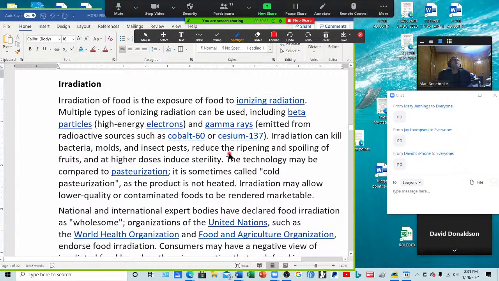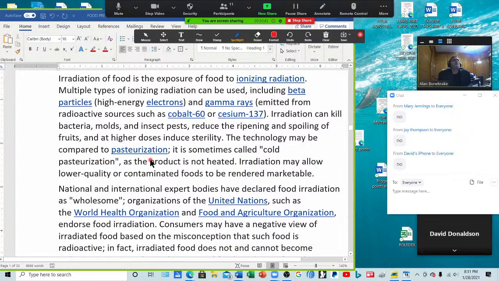Irradiation can kill bacteria, molds, insect pesticides, reducing the ripening and spoiling of fruits, and at higher doses induces sterility. Oh boy. Hey, the technology can be compared to pasteurization, sometimes called cold pasteurization, as the product is not heated. Irradiation may allow lower quality contaminated foods to be rendered marketable.